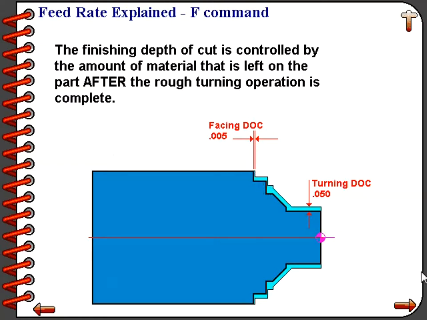So what we would be doing is leaving 5 thousandths on each of the faces in our last example, and 50 thousandths per side, which would total 100 thousandths on the diameter of the part. Again, it is important to understand that the depth of cut for finishing is controlled by the amount of material that is left on the part after the rough turning operation is complete.